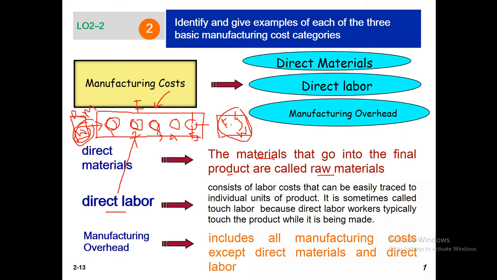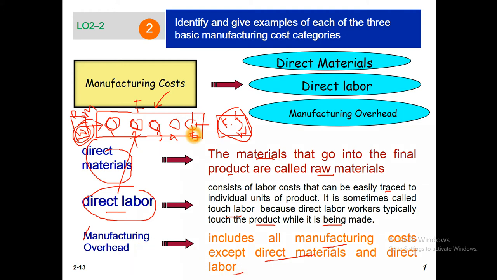Direct labor consists of labor cost that can be easily traced to individual units of product, and it's sometimes called touch labor because direct labor workers typically touch the product while it is being made. Number three, manufacturing overhead. Other than direct materials and labor, it includes all manufacturing cost except direct materials and direct labor. We call this the manufacturing overhead.